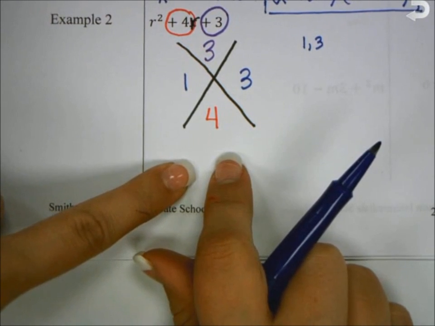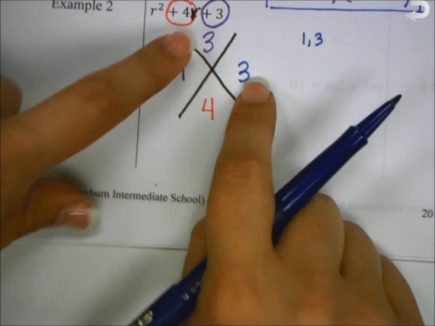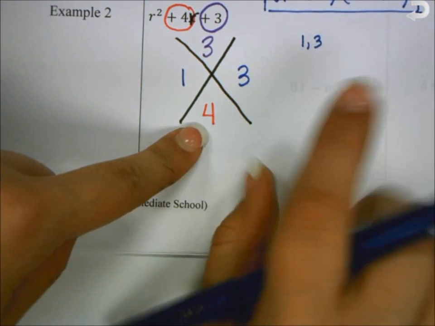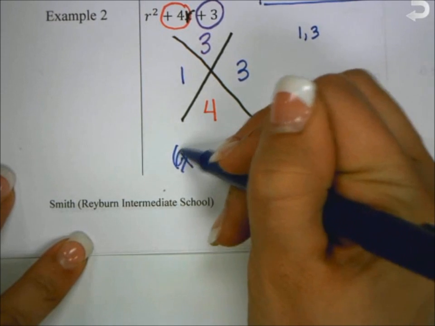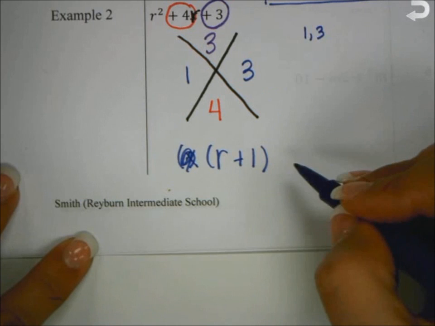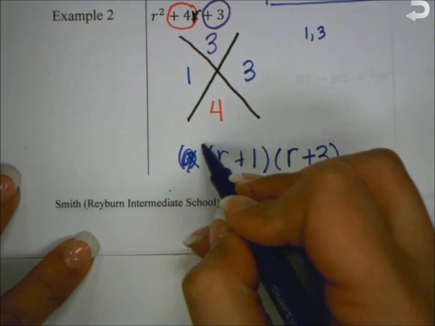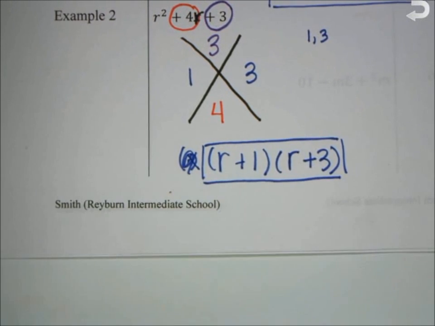Okay, so how does this factor? R plus 1 times R plus 3. So that's the answer. I'm smart. I get this. Let's check it. R plus 1 times R plus 3. We're going to foil.